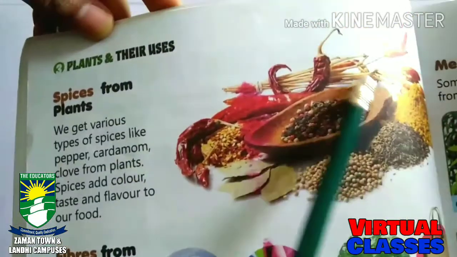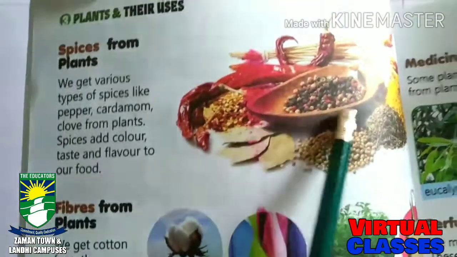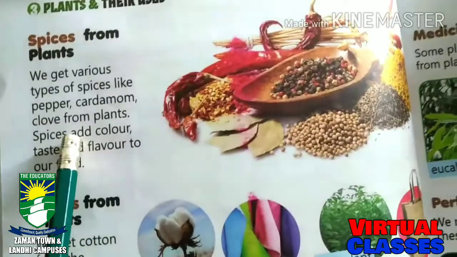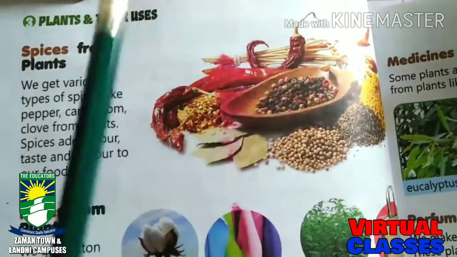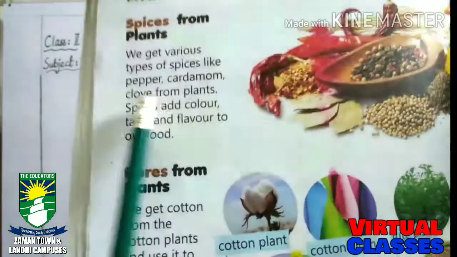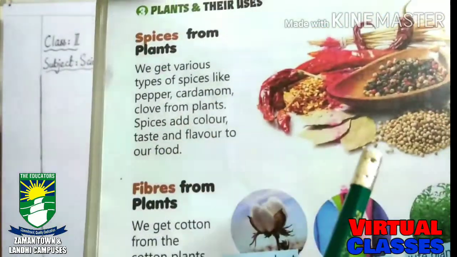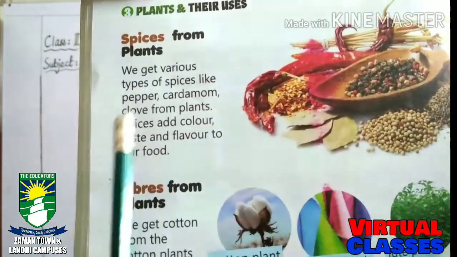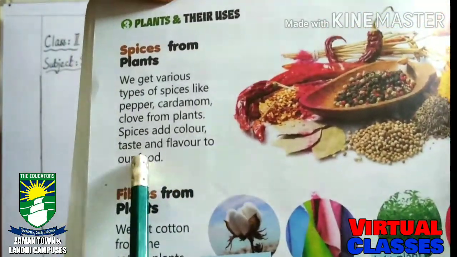Now we know about all these spices very well, that we get the spices from plants. Some of the examples of spices are pepper, cardamom and clove from the plants. What is the use of spices that we get from the plants? Spices add color, taste and flavor to our food.